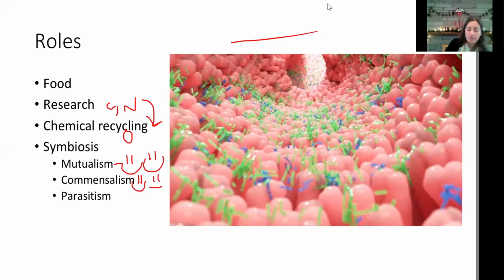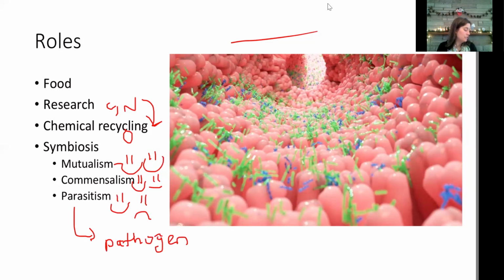And parasitism, obviously, one benefits, that's the symbiont, and one of them does not benefit, and that's the host. So the host has negative consequences because the parasite is just taking from them and the parasite gets stuff. We also talk about this in terms of pathogens, which are parasitic bacteria that cause a disease.